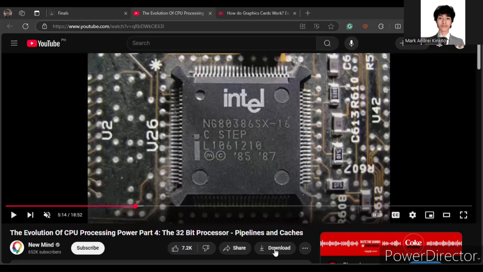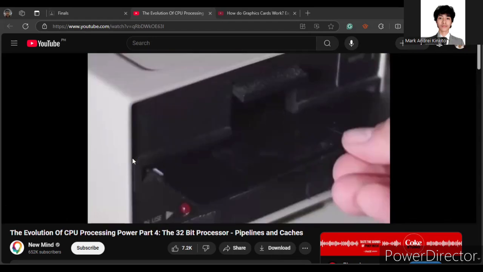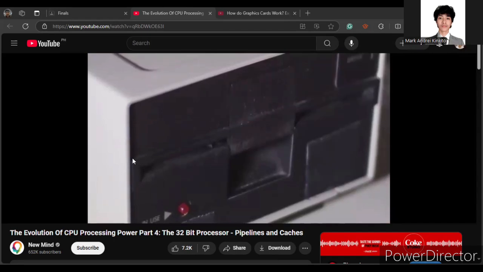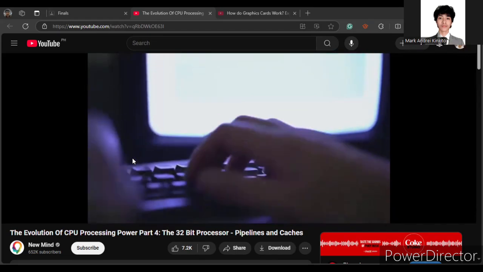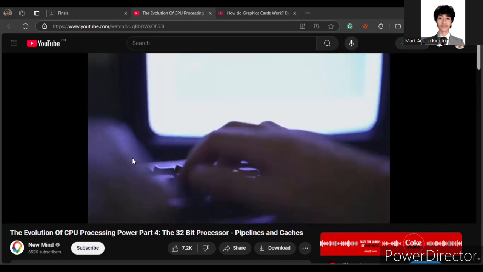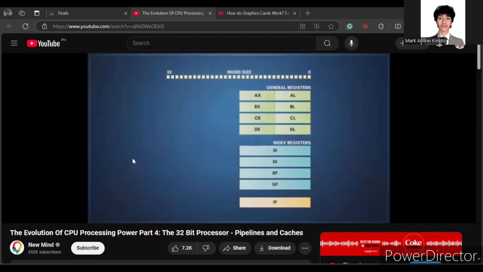Next is write-back or copy-back cache. The changes made to the cache are only written to memory when the cache block is replaced. It improves speed but requires more sophisticated tracking of modified data. So these caching techniques are crucial for improving system performance, particularly when combined with pipelining, allowing for faster and more efficient instruction execution.